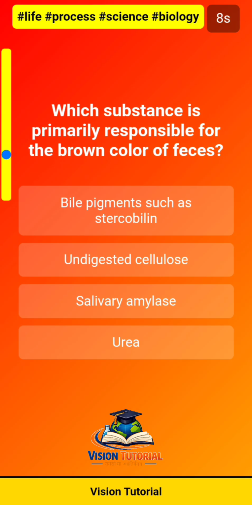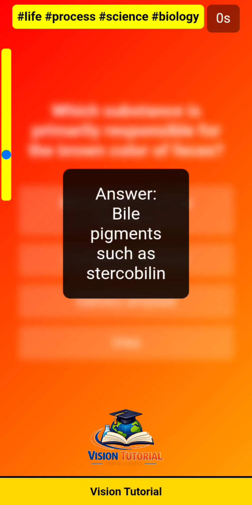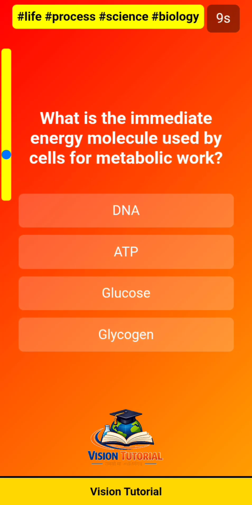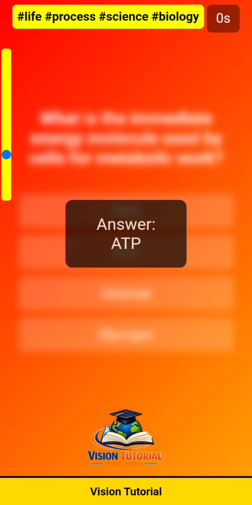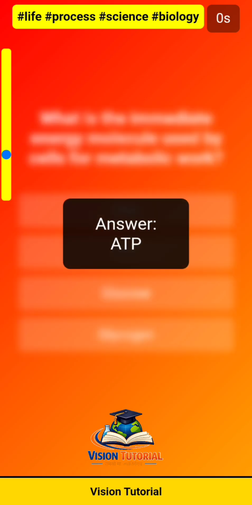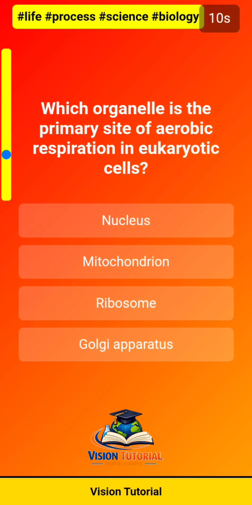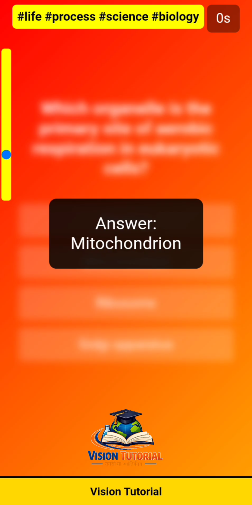The question is, which substance is primarily responsible for the brown color of feces? Answer: bile pigments such as stercobilin. The question is, what is the immediate energy molecule used by cells for metabolic work? Answer: ATP. The question is, which organelle is the primary site of aerobic respiration in eukaryotic cells? Answer: mitochondrion.